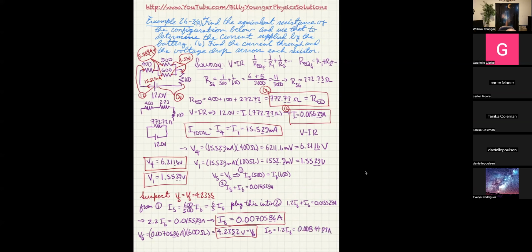And that means V5 is equal to 0.0084703 amps times 500 ohms. And this is 4.2352.